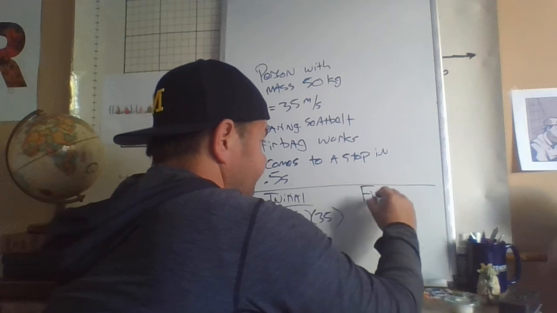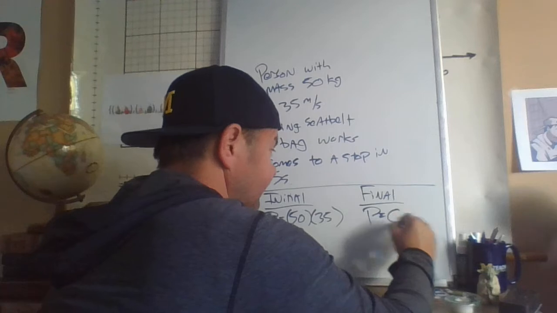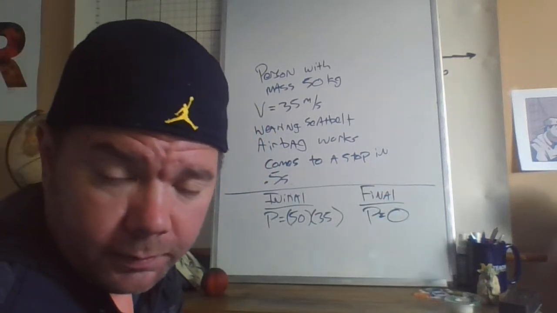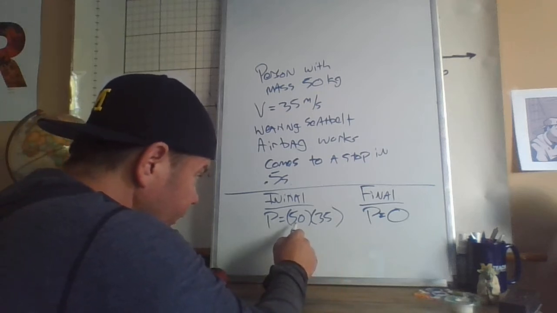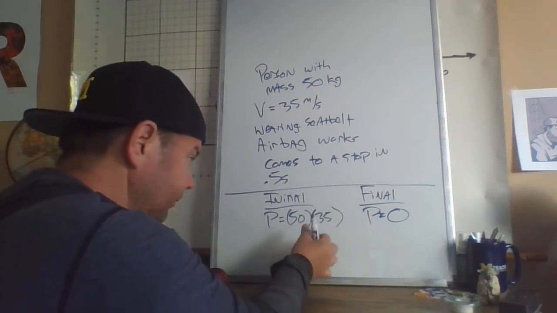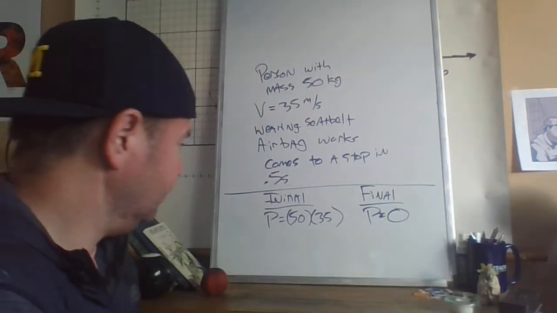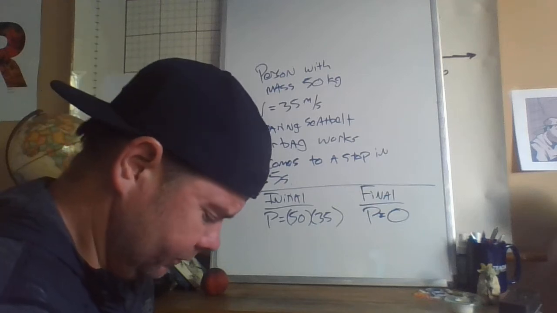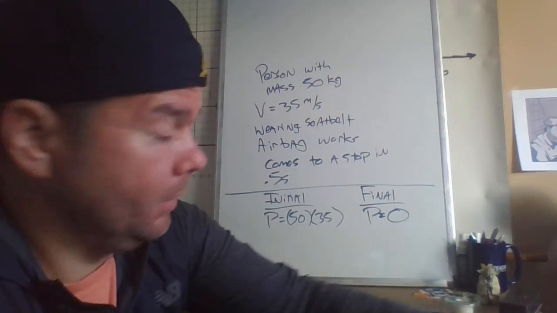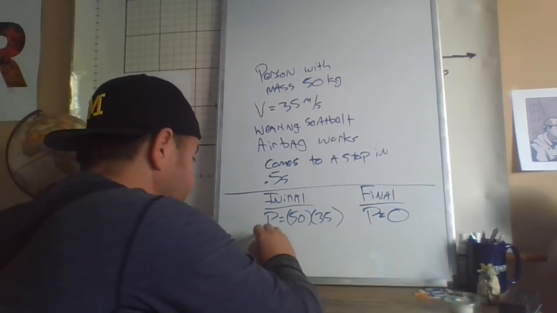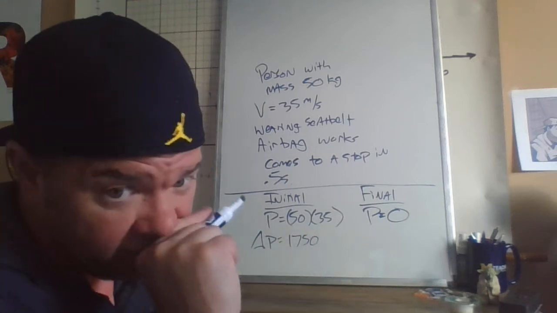The final momentum of the person is 0 because the person isn't moving at the end, right? So the change in momentum is the difference between 50 times 35 and 0. 50 times 35 is 1750. So total momentum change equals 1750 kilogram meters per second.